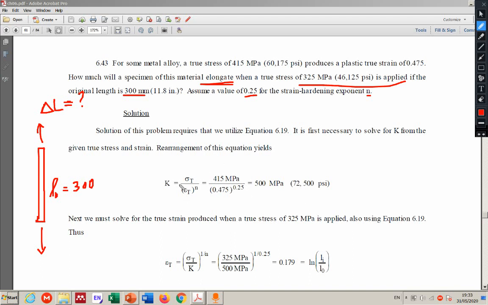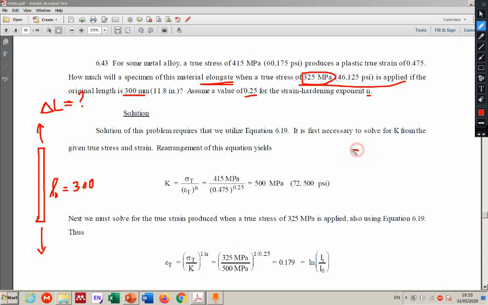Now, I don't want you to look at the solution. I know the solution is just two steps, but how do we find the solution for this example? Remember, it asks me for delta L. Delta L is related to strain, and I have to find the corresponding strain. It will be a true strain for this true stress, because we want to find the elongation for this stress. So this stress here, 325 megapascal, is going to produce a true strain.